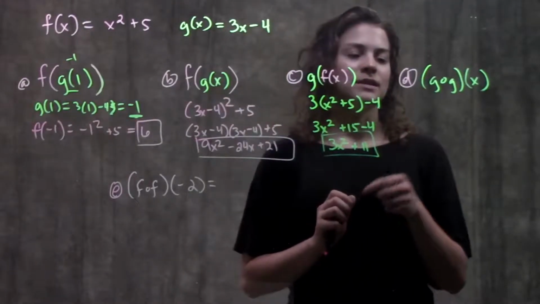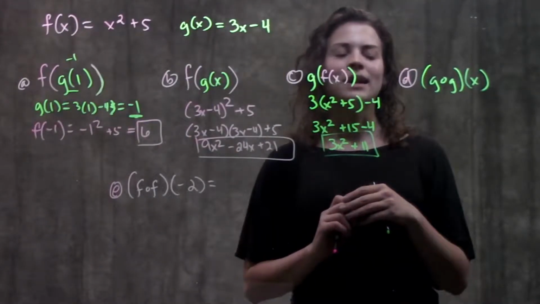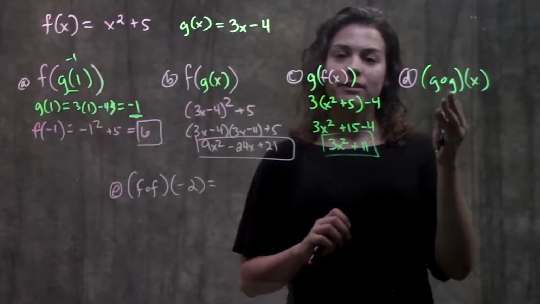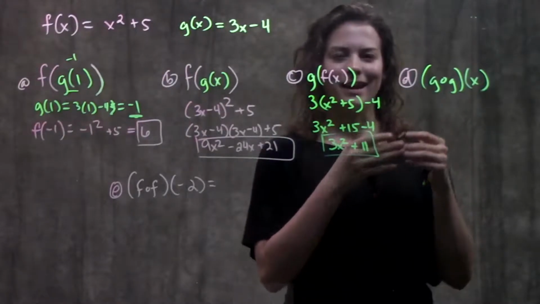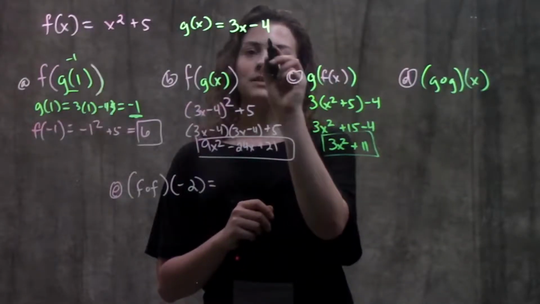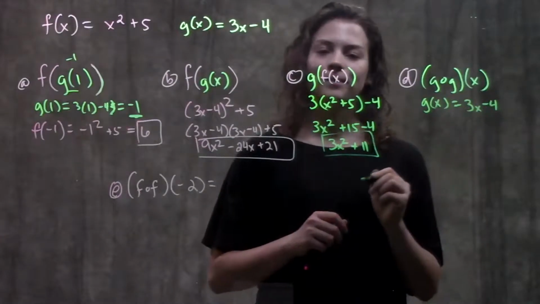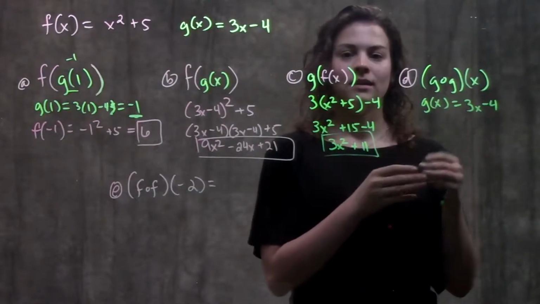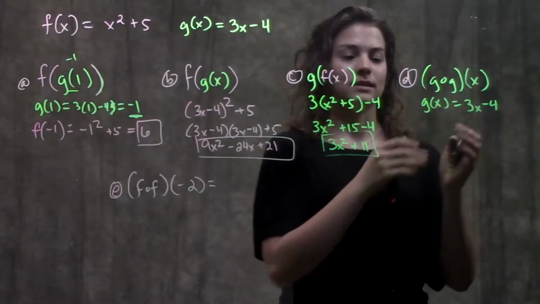Part D asks us to find g of g of x. Okay, that's a little confusing, but that just means that we're going to plug x in for our g function, and then whatever we get for that value, we're going to plug that into our g function again. So g of x is just equal to 3x minus 4. And now it's asking me to find g of this thing. So wherever I see an x in my g function, I'm going to plug in this.